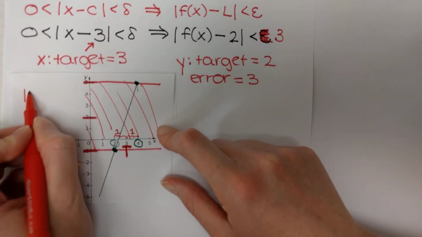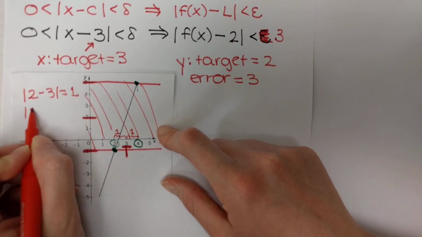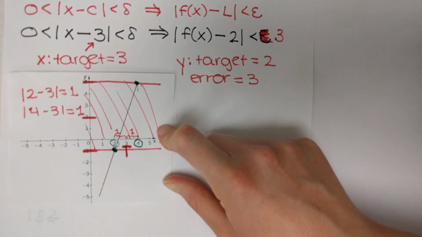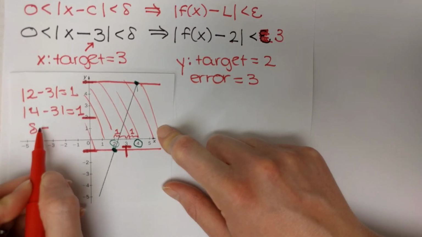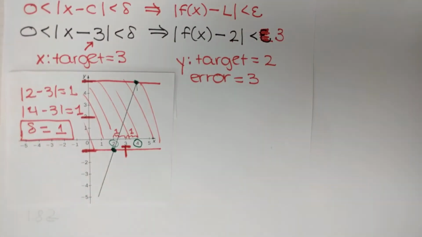So one way of thinking about this is you're taking 2 minus 3, that gives you 1, and then you're taking 4 minus 3, that gives you 1. And so that tells you that your delta value that you want to take would be equal to 1. So we would take delta equal to 1 to have our epsilon be equal to 3.